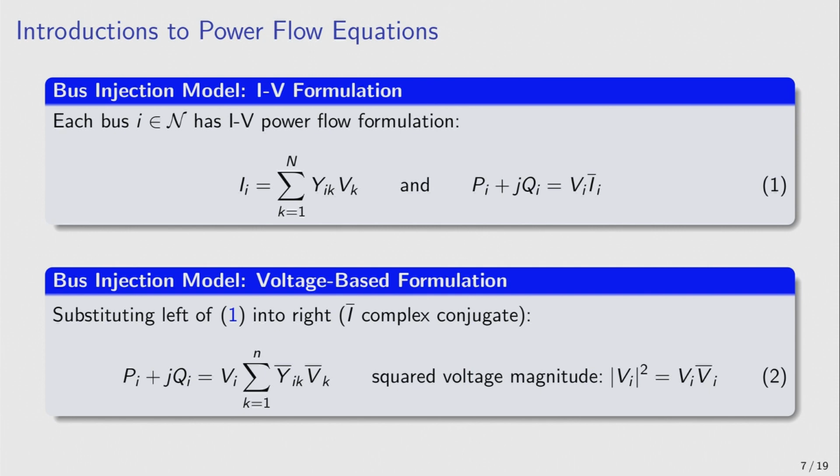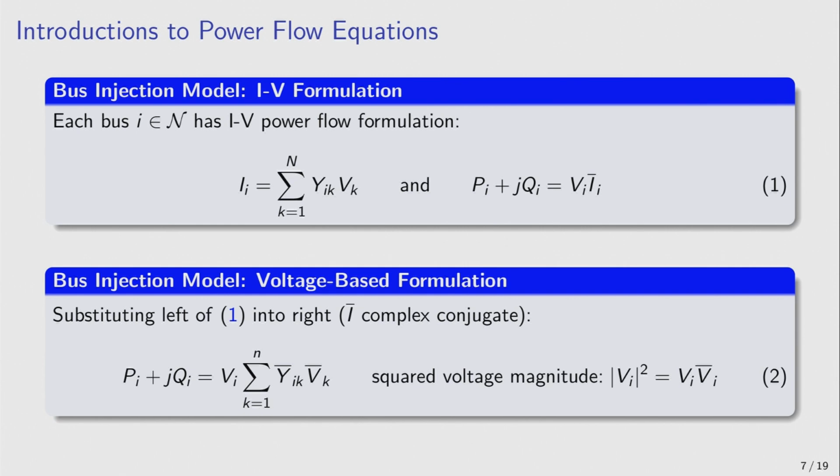There are two different kinds of formulations that you can make for the power flow injection. The first one is a sort of balancing equation between the power injection I at the node I and the voltages at all the other nodes Vk. And the relationship is through this admittance matrix Y. And you can then also substitute the left equation of 1 into the right equation of 1, and if you do that, you get this slightly more compact representation.